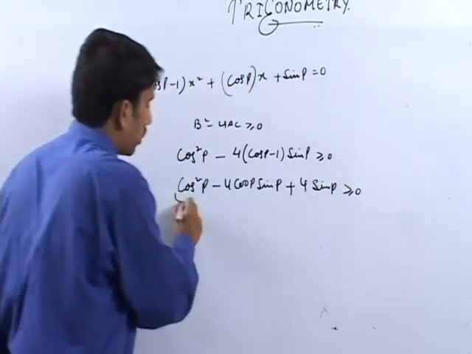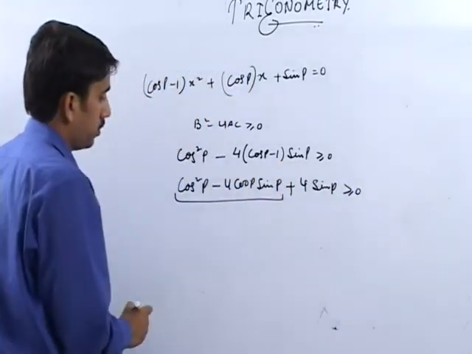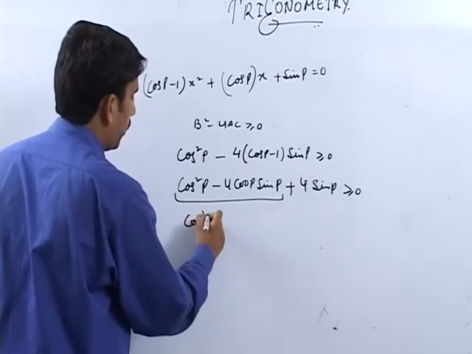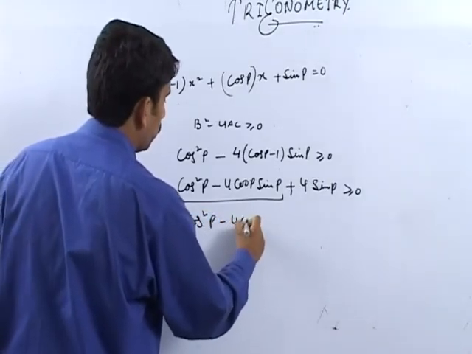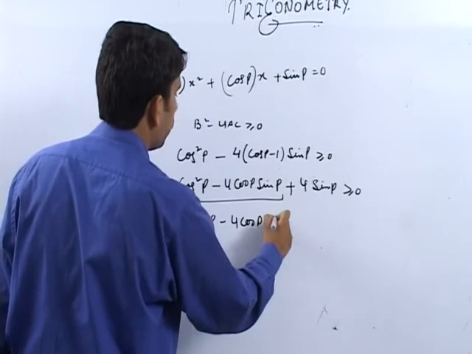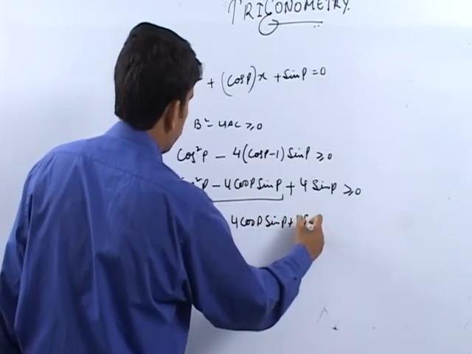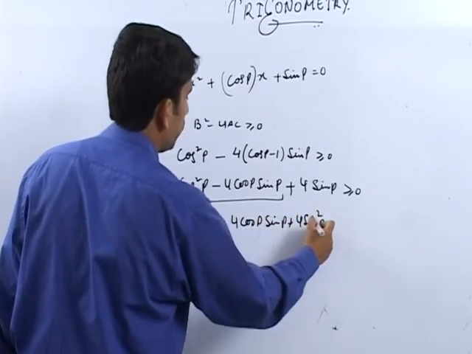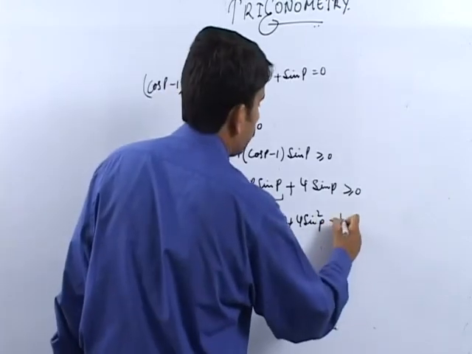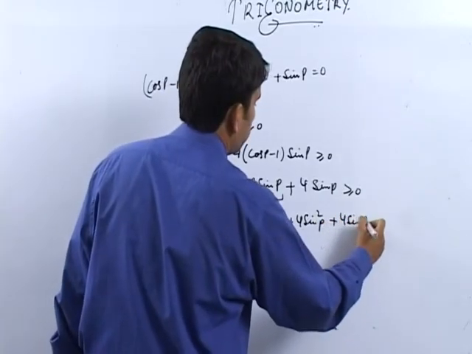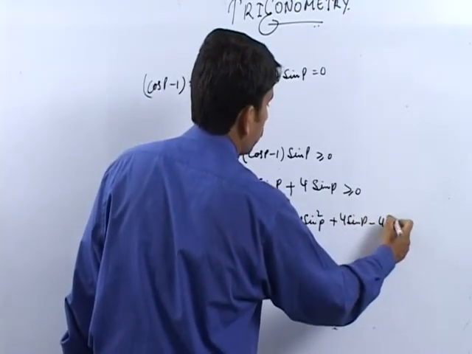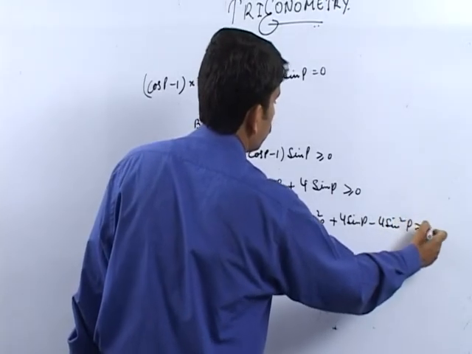Now you will complete the square, you will get cos square p minus 4 cos p sin p plus 4 sin square p. Now this will be 4 sin p minus 4 sin square p greater than or equal to 0.